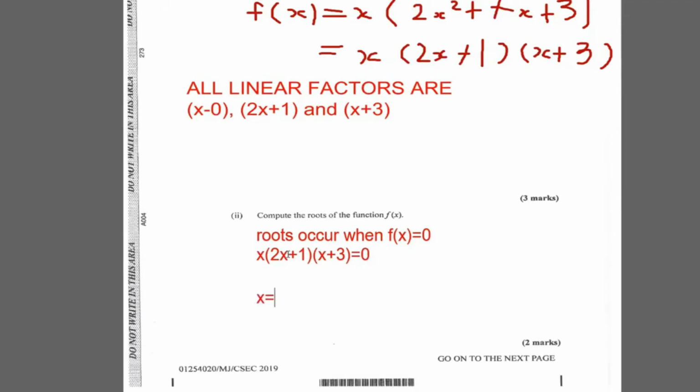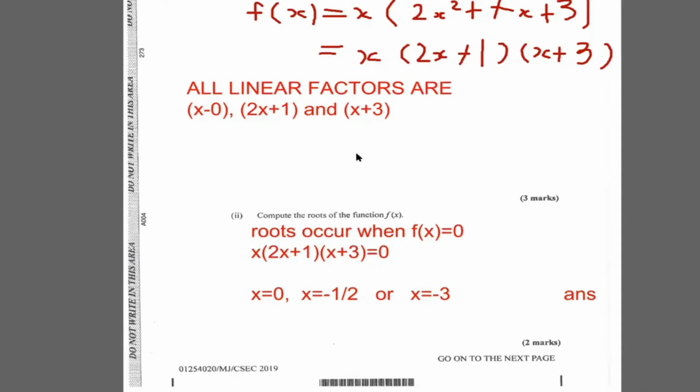Solving it equal to 0, we're going to get x equals 0. Solving 2x plus 1 equals 0, we're going to get x equal to negative a half, or we're going to be getting x equal to negative 3. So those are the roots. Nice and easy. That's the answer. So x equals 0, x equals negative half, x equals negative 3. Nice.